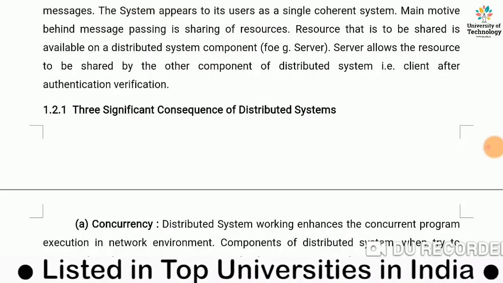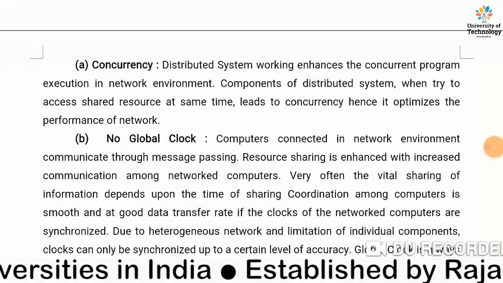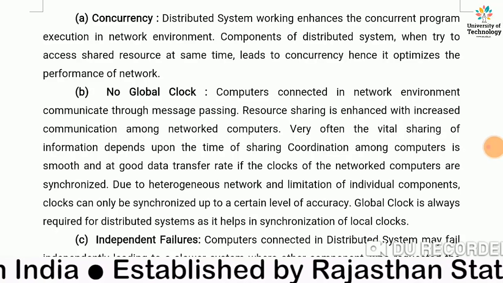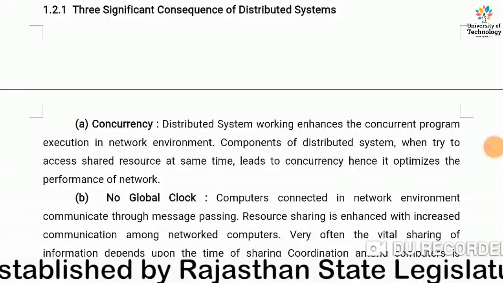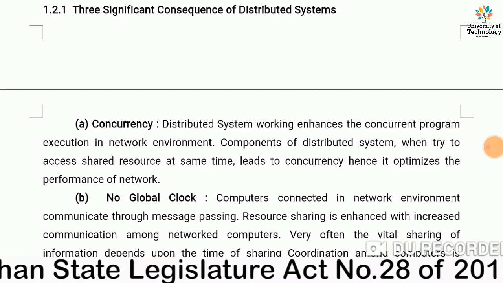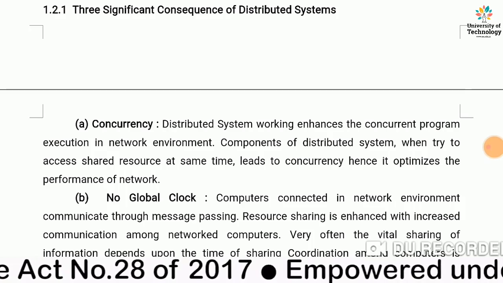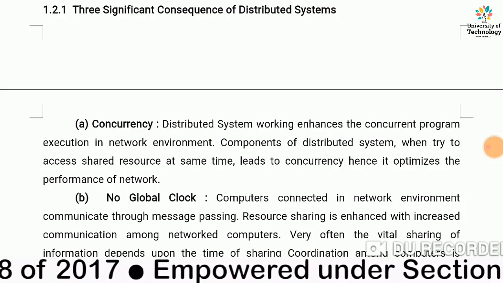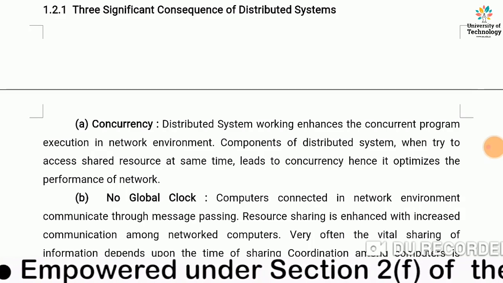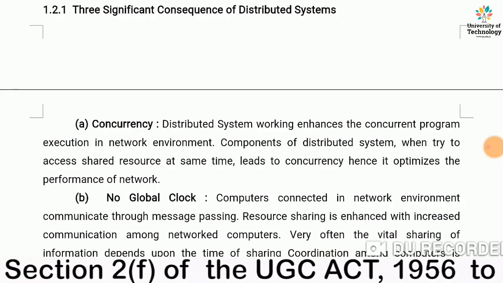So there are three significant consequences of distributed systems: first, concurrency; second, no global clock; and third, independent failures. Distributed system working enhances concurrent program execution in a network environment. When components of a distributed system try to access a shared resource at the same time, it leads to concurrency. Hence, it optimizes the performance of the network.